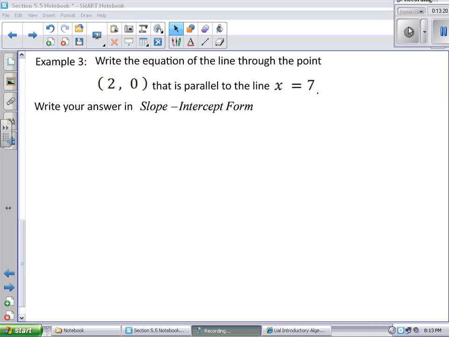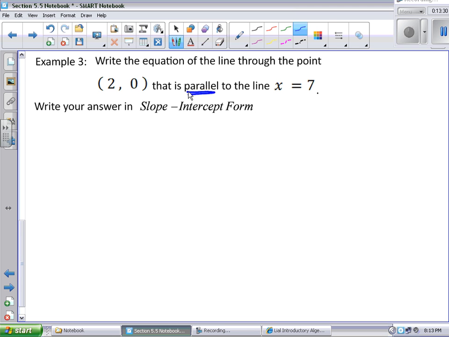Example number 3 says write the equation of the line through the point 2, 0 that is parallel to the line x equals 7. Parallel means we want it to have the same slope, or we want it to go in the same direction. So the same as x equals 7, this is a vertical line. So if we want a vertical line, again, we want to have it be x equals some number. The number that's in our point here is 2. X equals 2 and x equals 7 are parallel to each other.